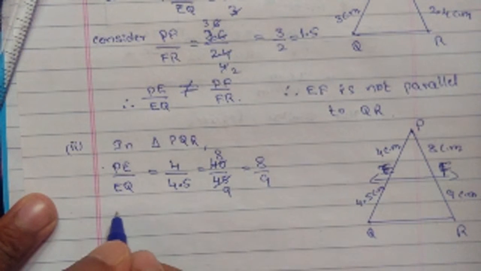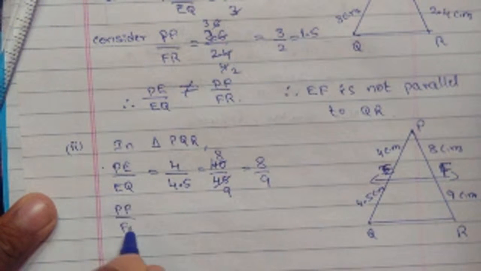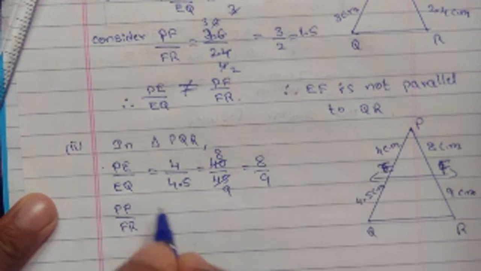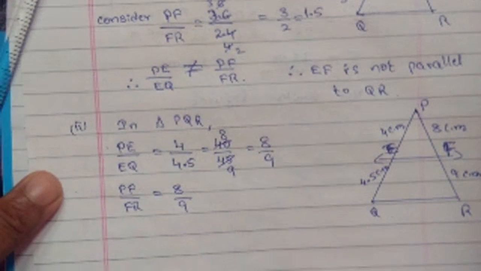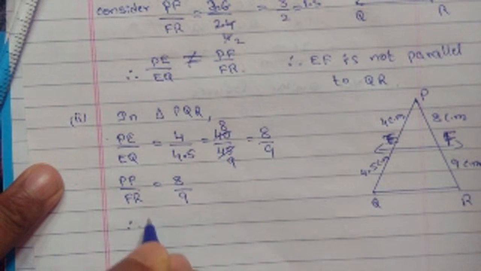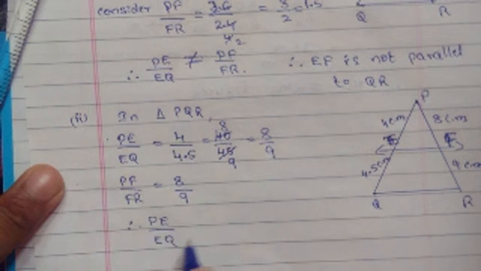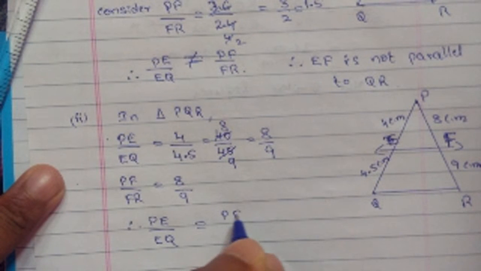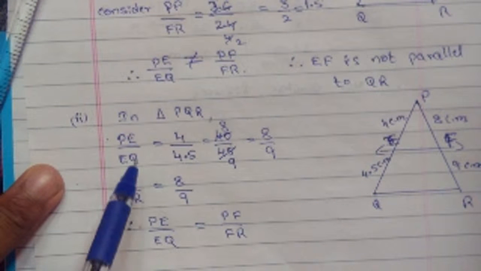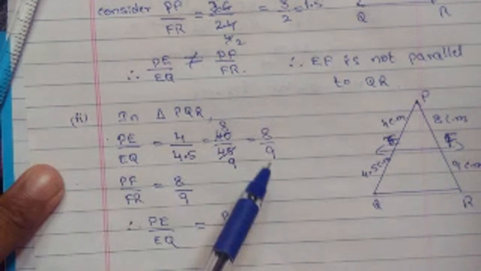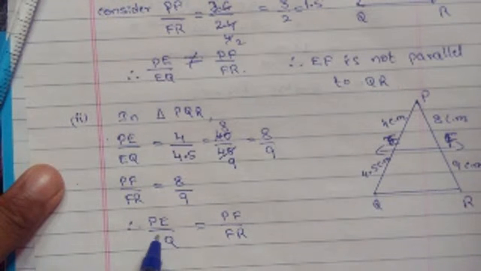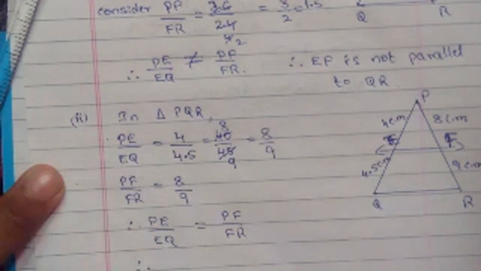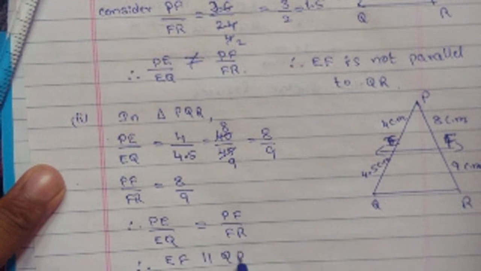Then similarly if I consider PF divided by FR, PF value is 8 and FR value 9. So directly we got the value. Therefore PE divided by EQ is equal to PF divided by FR, because PE divided by EQ is equal to 8 by 9. Similarly PF divided by FR is equal to 8 by 9. So the first ratio is equal to the second ratio. Therefore EF is parallel to QR.